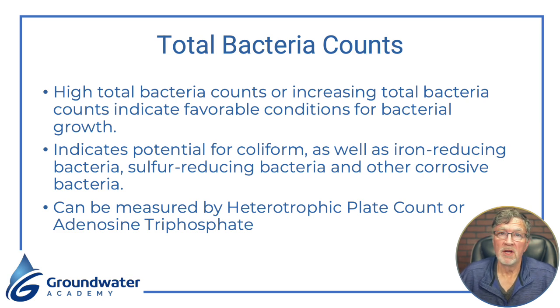So total bacteria counts, we want to look at those because increasing total bacteria counts are going to mean that the environment in the well is conducive to bacterial growth, and eventually you're going to reach levels that aren't healthy. There are a couple of ways to measure that. Heterotrophic plate count only counts aerobic, or oxygen-loving, bacteria. Adenosine triphosphate, or ATP, measures all the bacteria. We typically will use an ATP count when we're looking at total bacteria counts.